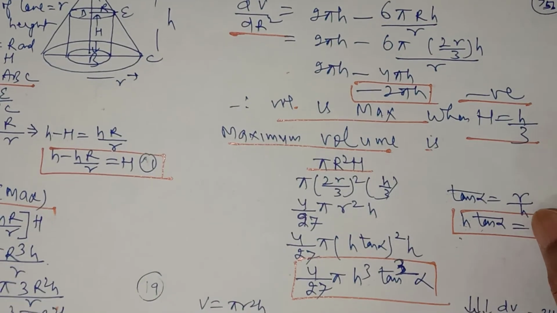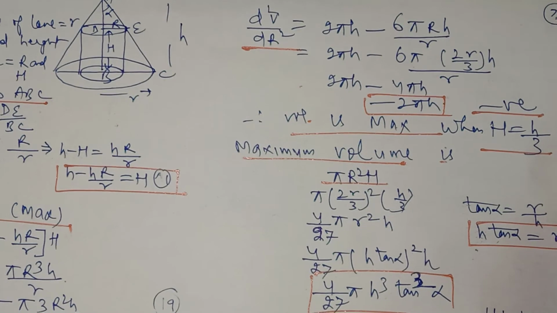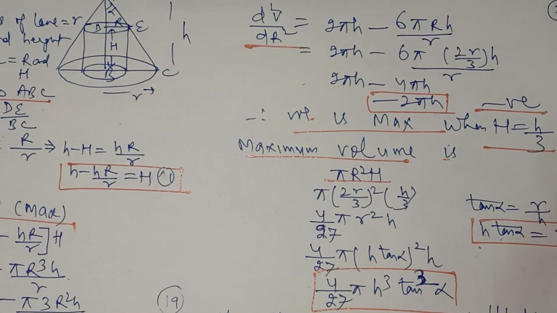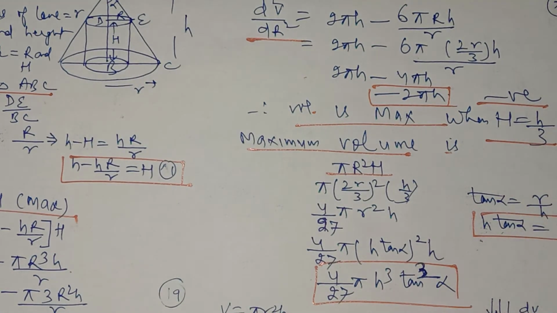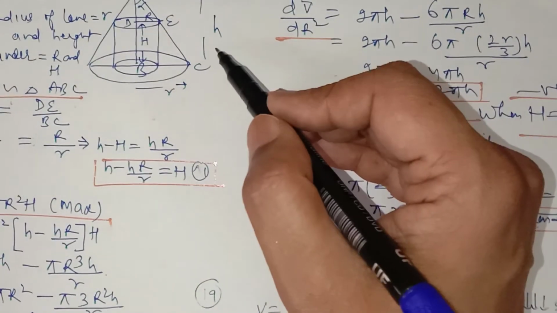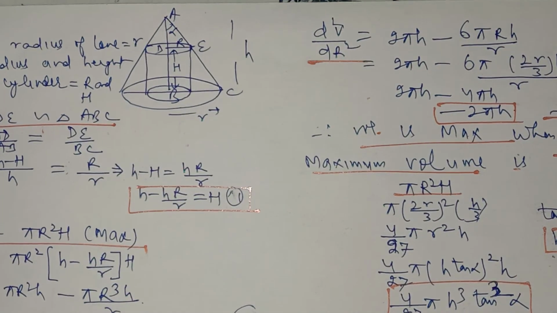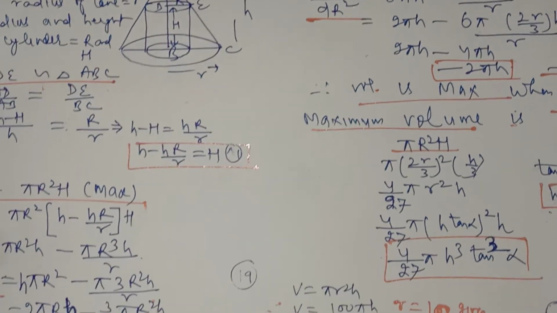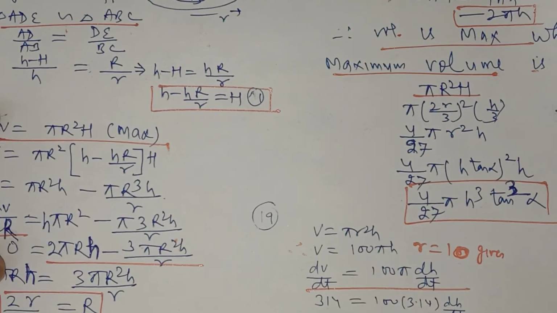Now after this we have question number 18, which is somewhat lengthy and is the lengthiest question of this chapter. Now see it very carefully. There is a cylinder which is inscribed in a cone, and you have to show that the height of the cylinder is 1/3 the height of the cone, which is given equal to small h. And you have to show that the volume of this cylinder is maximum when its height is 1/3 the height of the cone.